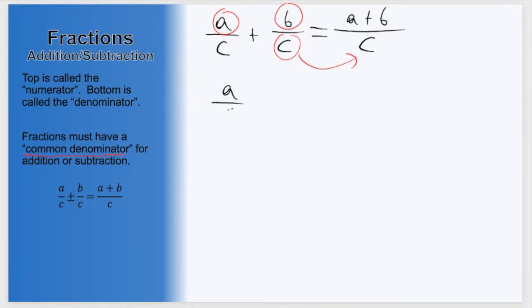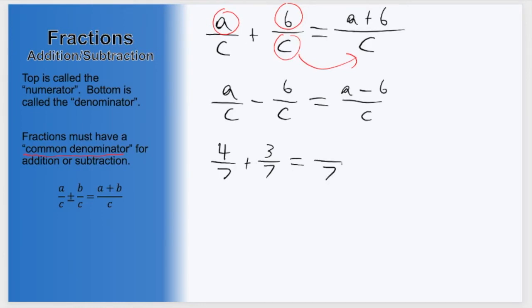Meanwhile, for subtraction, we get something very similar, a over c minus b over c. We already have a common denominator c, so our result is just going to be a minus b all over that common denominator c. For an example, consider 4 over 7 plus 3 over 7. Since we already have a common denominator of 7, that will stay the same on our denominator, while the numerator becomes the addition of the two numerators, 4 plus 3. Doing the addition gives 7 over 7. 7 divided by 7 is just going to give 1.